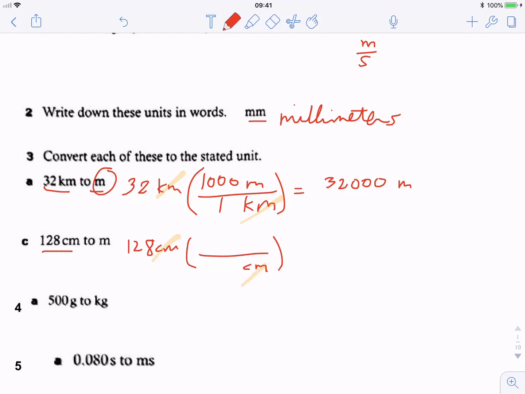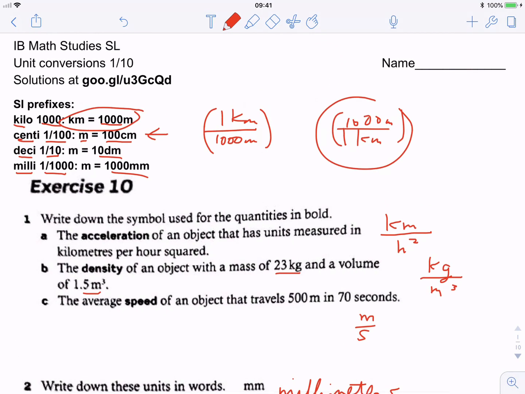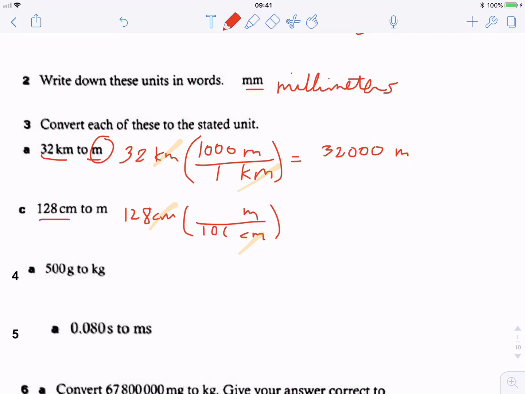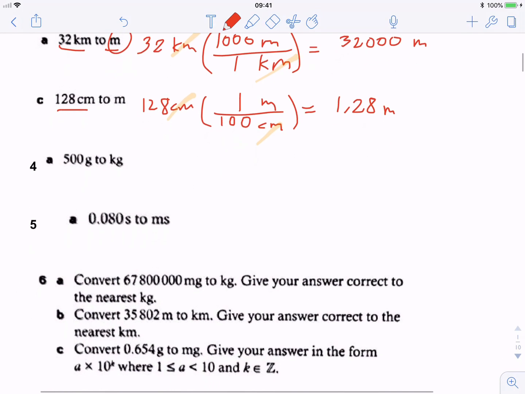And I got meters on top. So what's the relationship? Well, the relationship is 100 centimeters in a meter. So I'm going to put 100 centimeters in a meter. So if I do the division, because it's 128 times 1 divided by 100, I would get 1.28 meters. You can do that on the calculator, okay?